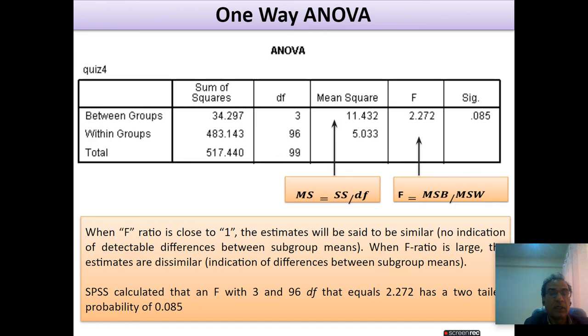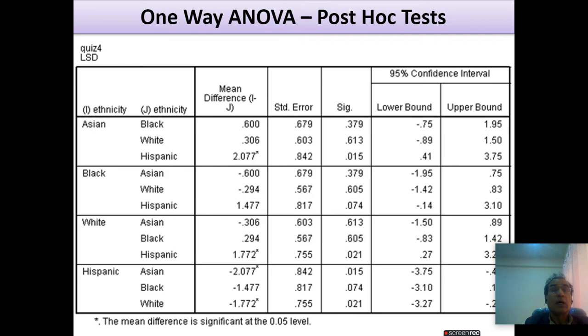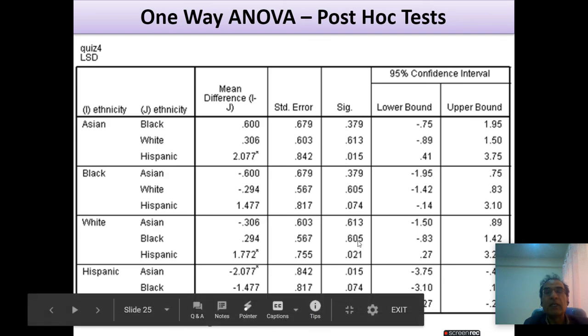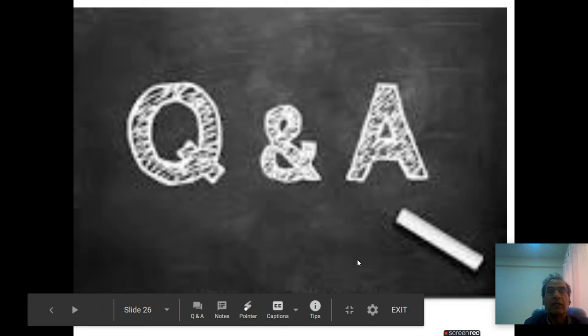SPSS calculates that an F with 3 and 96 degrees of freedom that equals 2.272 has a two-tailed probability of 0.085. So after that, we apply the post hoc test. These are the results of the post hoc test, and you can see here the significant differences for all these values, and you can see in Asian and the different groups.